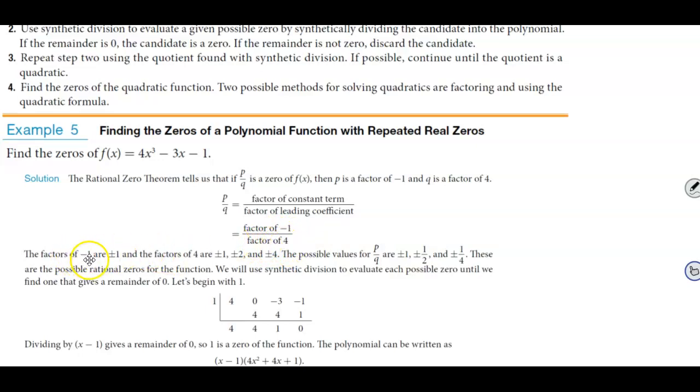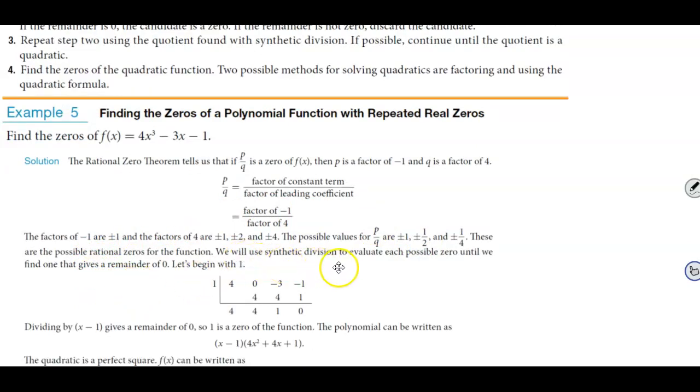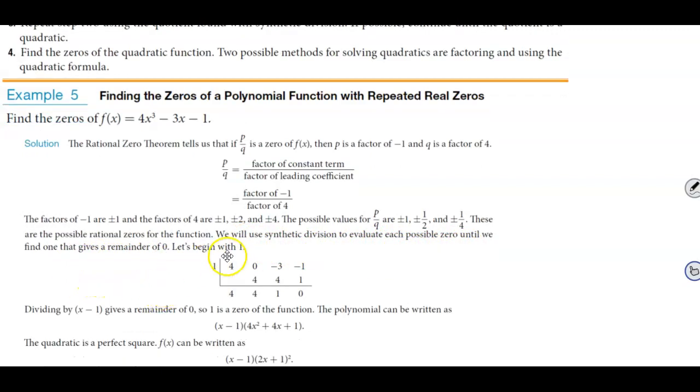Well, the factors of -1 are plus or minus 1, and the factors of 4 are plus or minus 1, plus or minus 2, and plus or minus 4. And all the possible values for p over q are plus or minus 1, plus or minus 1/2, and plus or minus 1/4. Now these are the possible rational zeros for the function. And then we will use synthetic division to evaluate each possible zero until we find one that gives a remainder of 0. So the best one to start with, you can start with 1.